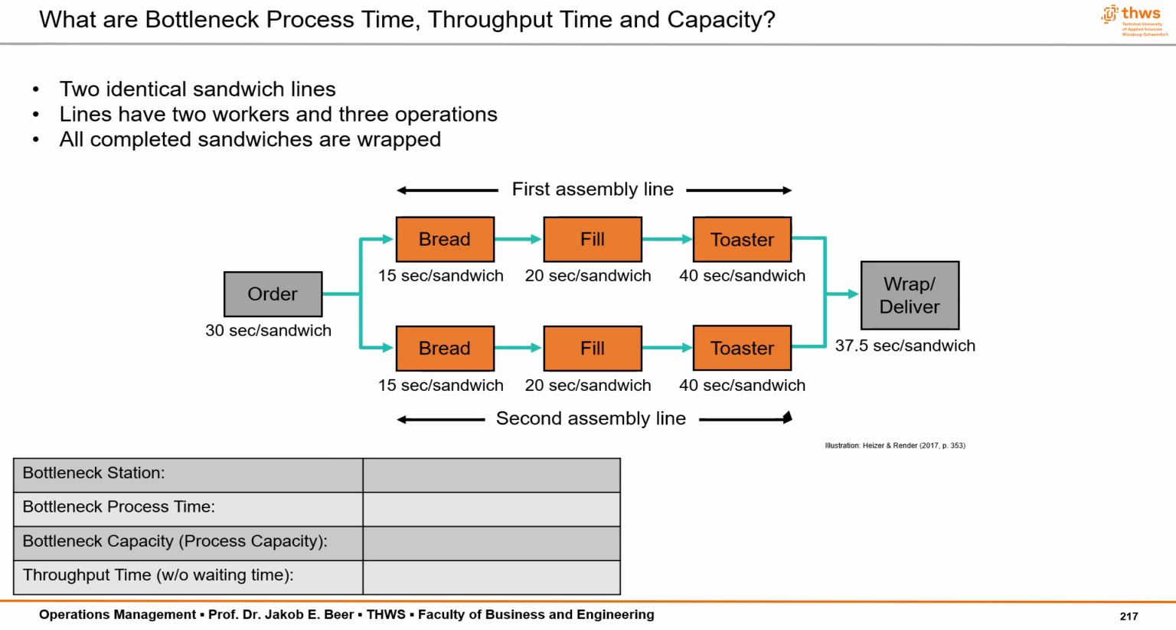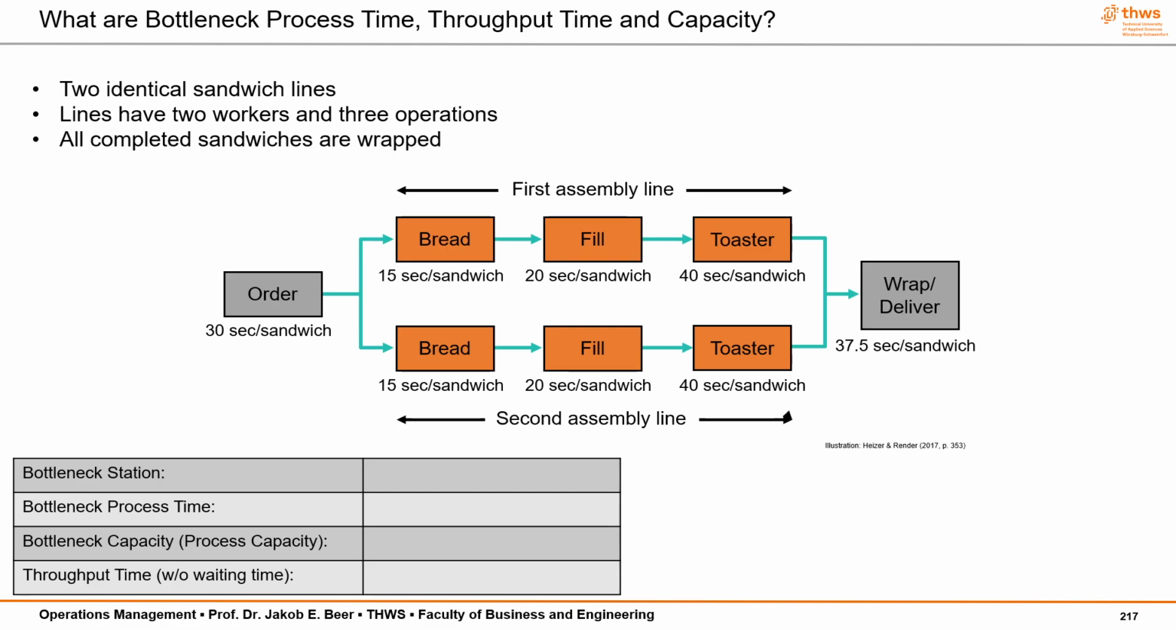So we take the inverse, which is 1 divided by 37.5, and then we multiply that with 3,600, because then we can convert the time unit second to the time unit hour. And it gives us sandwiches per hour, which is 96. Now, also, we want to understand how long it takes to produce a sandwich.